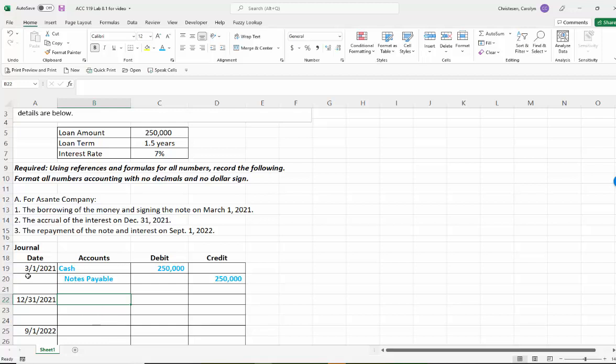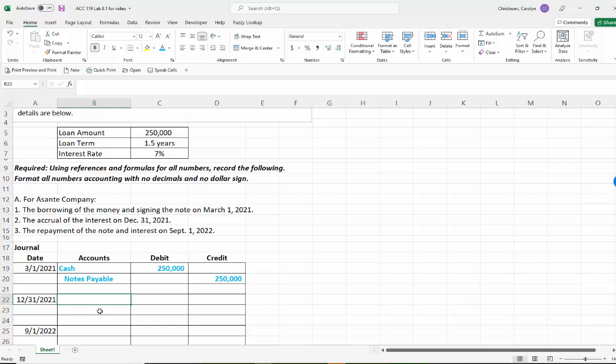All right, next up we're going to record the accrual of the interest at December 31st, 2021. We know that we borrowed the money on March 1st. Remember, watch your dates and rates. Dates and rates. All right, so how many months interest do we owe at the end of the year? So starting with March, I always tell my students count on your fingers. March, April, May, June, July, August, September, October, November, December. 10 months, okay? We borrowed March 1st, and we're recording interest for those 10 months.